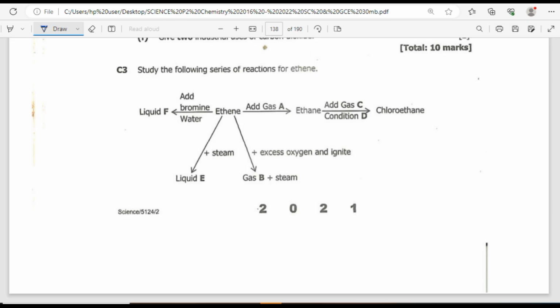So start the following series of reactions for ethene. We can see that we add bromine plus water, we get liquid F. Then add steam, liquid E. Then excess oxygen and ignite, gas B plus steam. Then add. Okay, so now let's look at the questions.